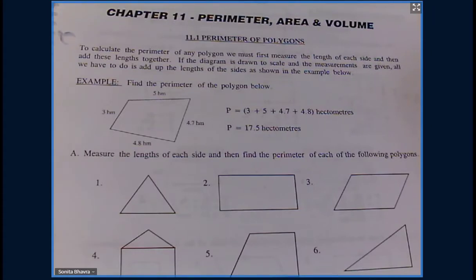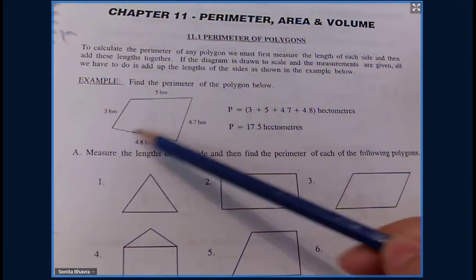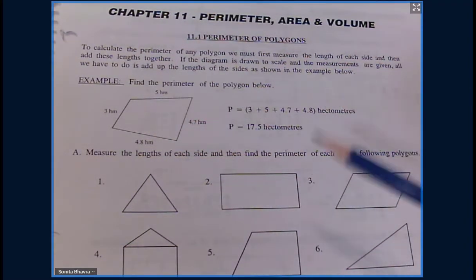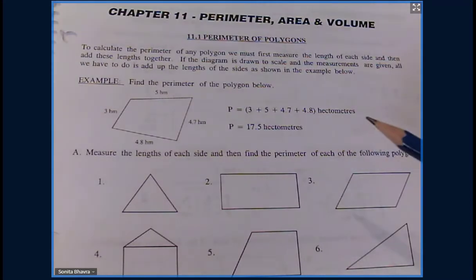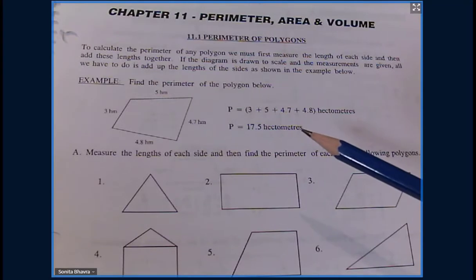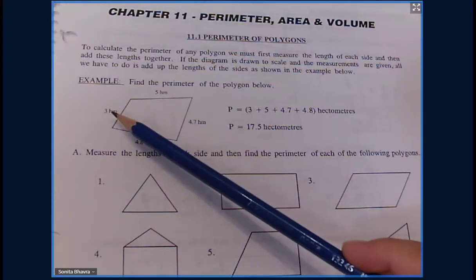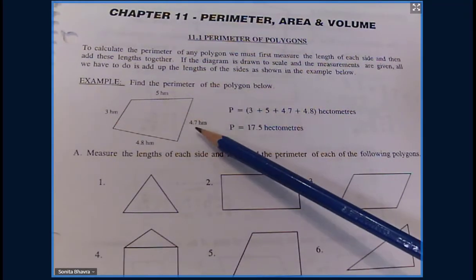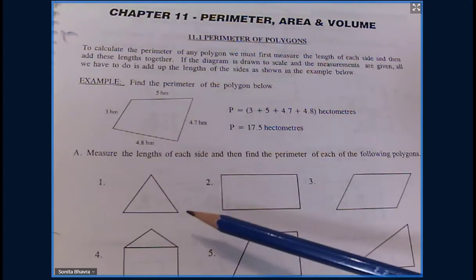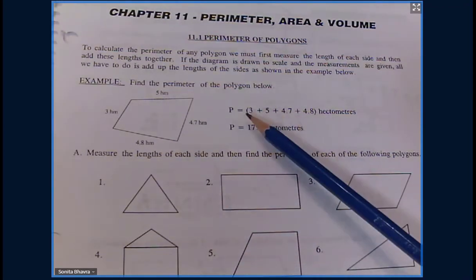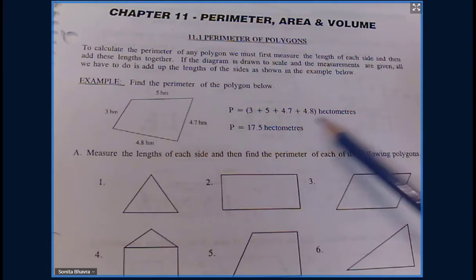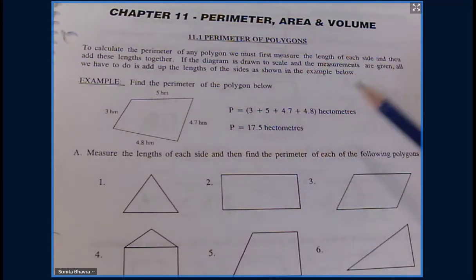Okay, so our next example is from your module 11.1, and you're given a polygon here. It's four-sided as well, but all four sides have a different measurement. Similarly to what we did with the rectangle, you just need to add up all four sides. So we have 3 hectometers, 5 hectometers, 4.7 hectometers, and 4.8 hectometers. Add up all four sides to give you your answer of 17.5 hectometers.